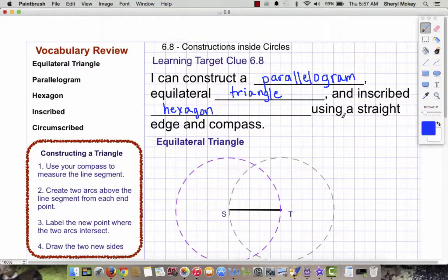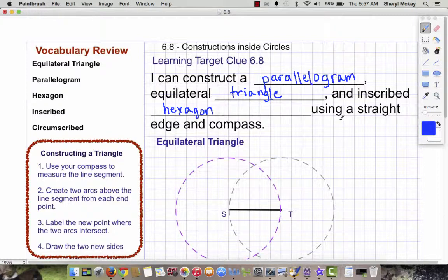So we have spent some time in our last clue. We learned how to use a straight edge and a compass to create a rhombus and how to create a square. Now we're going to use our straight edge and our compass, and what we learned from our last clue on how to create angle arcs and equilateral or congruent line segments, we're going to use that same information to create a parallelogram, a triangle, and an inscribed hexagon.